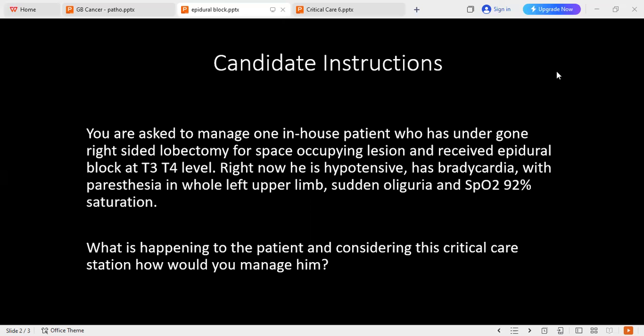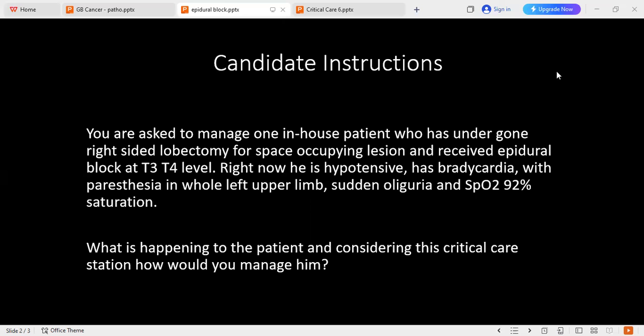Can you tell me why it is important for you to check the temperature in this procedure? To check the temperature, to evaluate the sensory level and the efficacy of the block. Good. Please tell me, what are the advantages of choosing an epidural block?